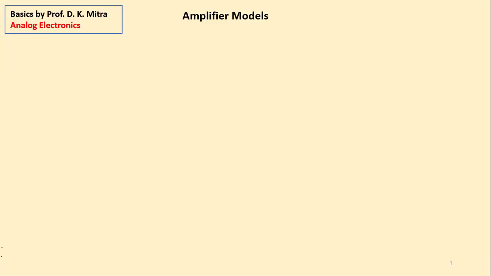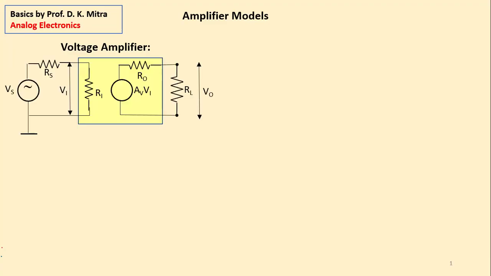So there are few types of amplifier models. We shall see here the four basic types. First type is a voltage amplifier. It looks like this, a schematic diagram, or you can say equivalent diagram, of a voltage amplifier. The part in this yellow box is the amplifier. This is an equivalent circuit. Inside there may be a lot of electronic components, but the equivalent is like this.